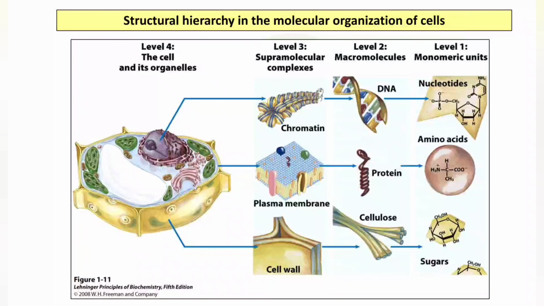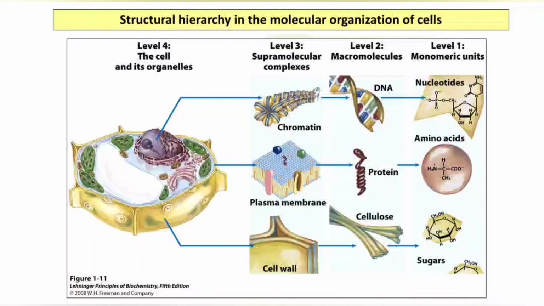So the first level, that is the monomeric unit, as per biochemistry, is the different nucleotides for polynucleotides, amino acids for proteins, and sugars for carbohydrates. The different monomeric units combine to form level 2, the macromolecules, and the different macromolecules make up the supramolecular structure, and then the supramolecular complexes are assembled to form the cell and its organelles. So in your examination, it can be asked which of the following units is of level 1, level 2, level 3 or level 4 organization.